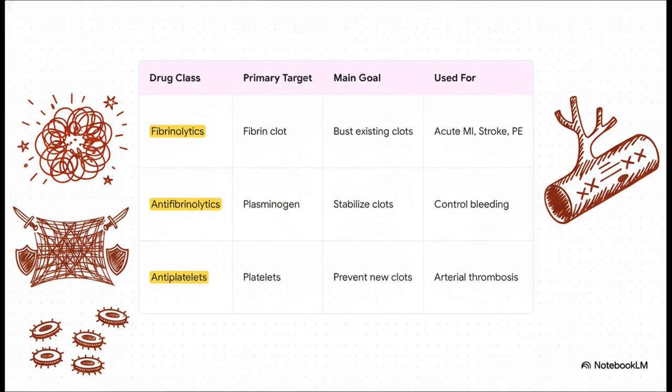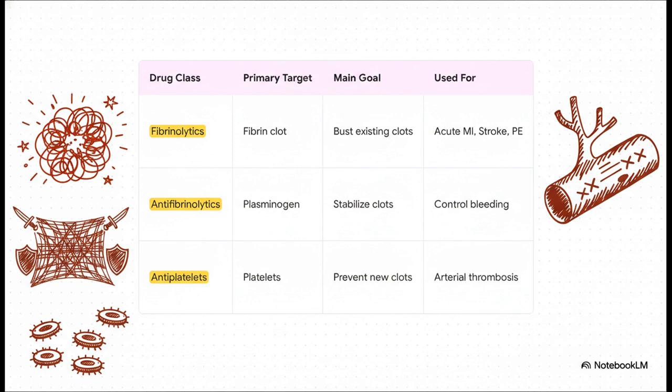All right, guys, I want you to burn this table into your memory. Take a mental screenshot. This is your cheat sheet for the clinic, for the wards. It's simple. Fibrinolytics, their target is the fibrin clot. Their goal, bust existing clots. You use them for emergencies like MI and stroke.